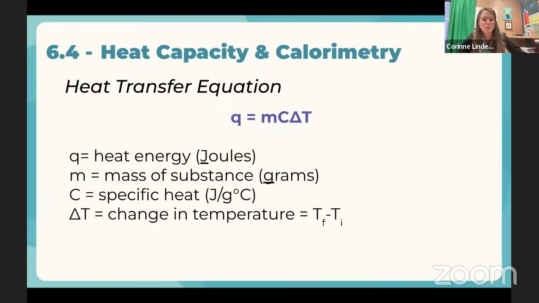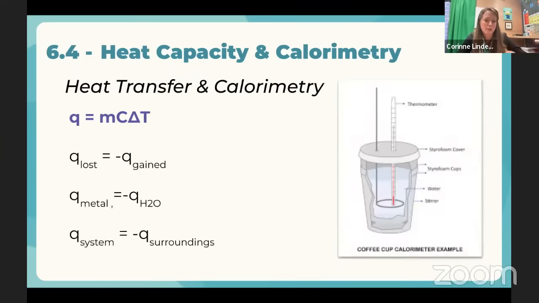So with the heat transfer equation, q = mcΔT, again, use the units associated with your constant, your specific heat value, to figure out the rest of the problem. Be careful with delta T. Delta, that triangle, just indicates a change, right? So we're looking at the final temperature minus the initial.